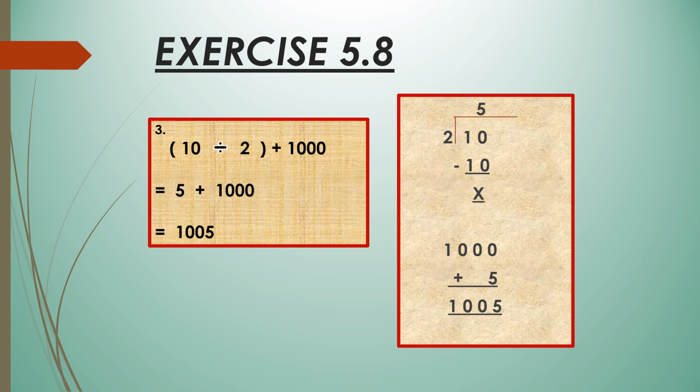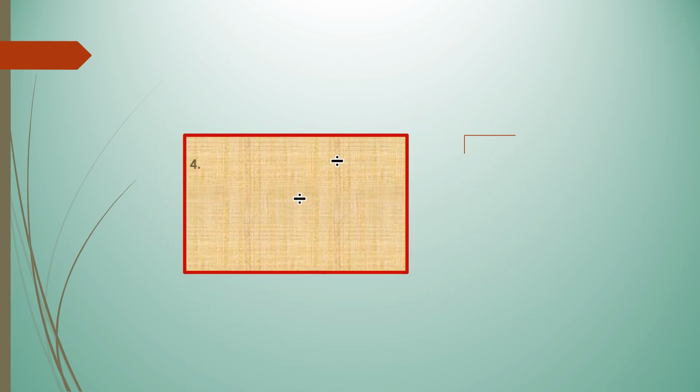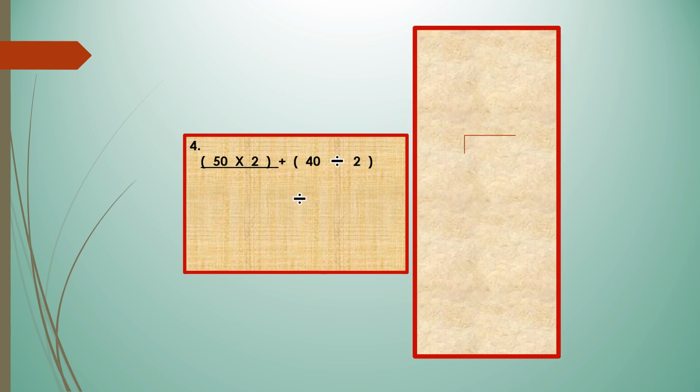Right? Now let's see question number 4. It says 50 multiplied by 2 plus 40 divided by 2. Here, as you can see, we have brackets, then we have division, multiplication, addition. So first we are going to solve the first bracket, that is 50 multiplied by 2 in my rough column. I multiply and I find the product to be 100. So I write 100 plus the second bracket, that is 40 divided by 2.